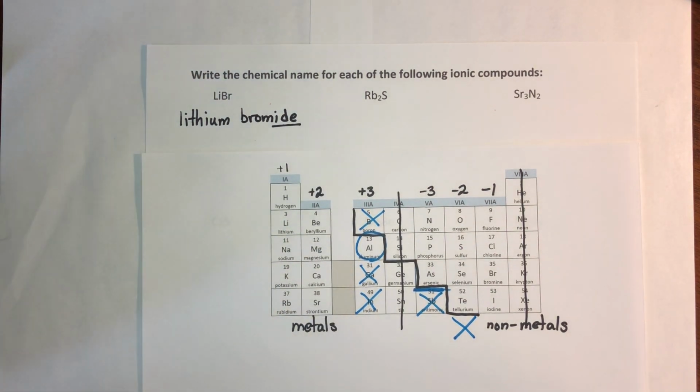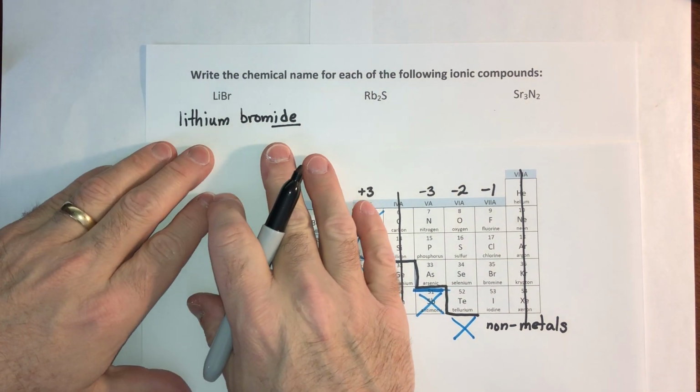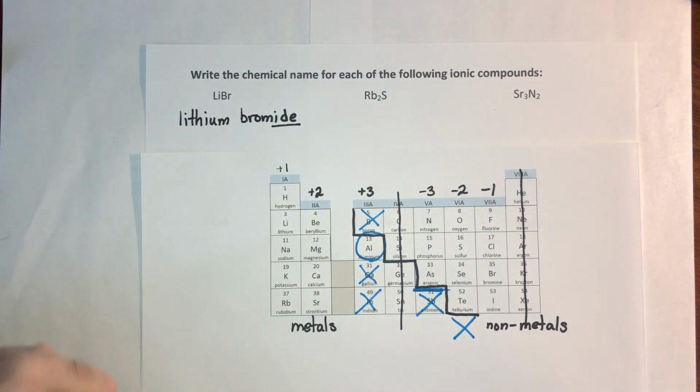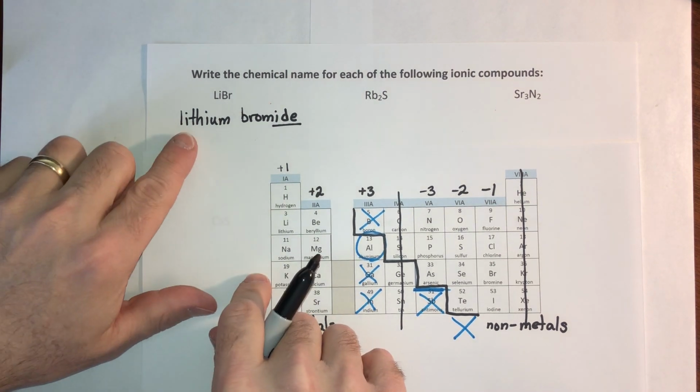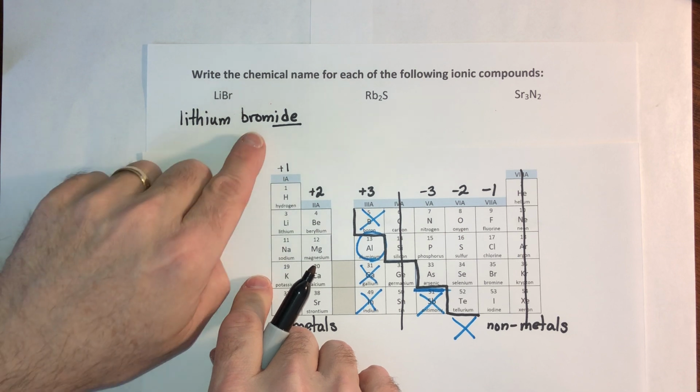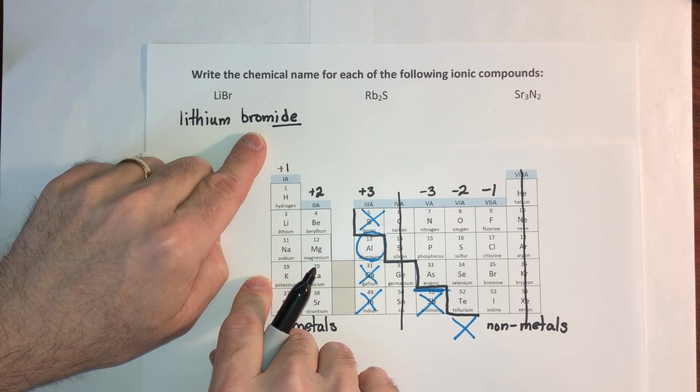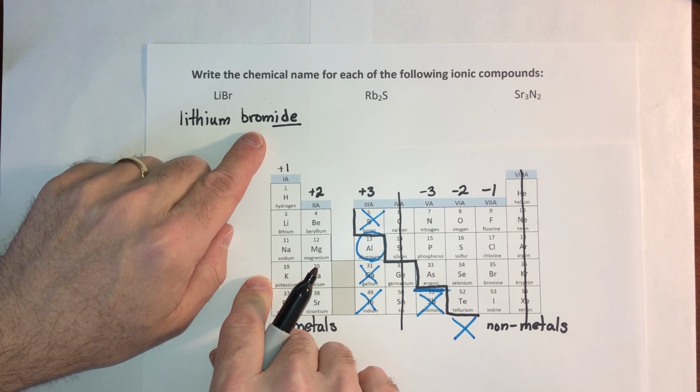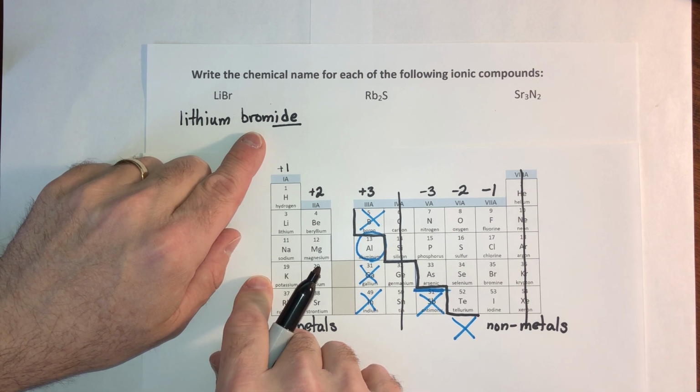Now, the other thing I should point out here is when you're writing the names of elements, the names of ions, the names of ionic compounds, there are no capital letters. The names have lowercase letters. That's why lithium starts with a lowercase l. That's why bromide starts with a lowercase b. Do not use capital letters when you're writing the names of elements or ions.